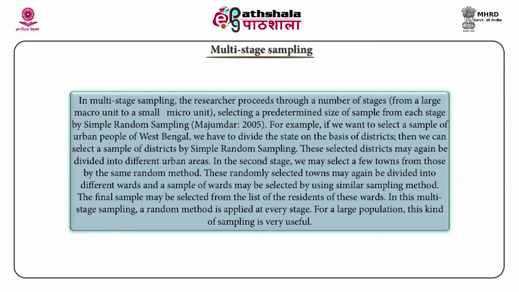These selected districts may again be divided into different urban areas. In the second stage, we may select a few towns from those by the same random method. These randomly selected towns may again be divided into different wards and a sample of wards may be selected by using a similar sampling method. The final sample may be selected from the list of the residents of these wards. In this multi-stage sampling, a random method is applied at each stage. For a large population, this kind of sampling is very useful.